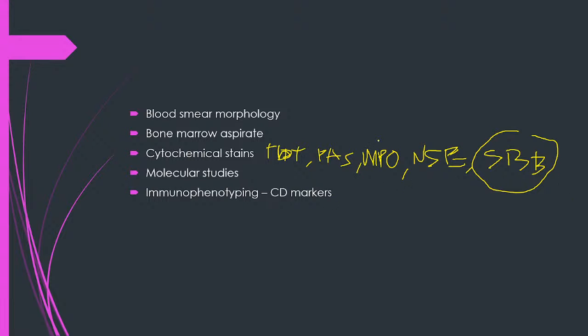Now, I want you to remember that Sudan Black B detects the fats or lipids in the cells. Myeloperoxidase detects the granules. Periodic acid Schiff detects carbohydrates or glycogen. TDT stains the DNA. That's the only thing you need to remember. This cytochemical staining is going to be important later on when we discuss them one by one.